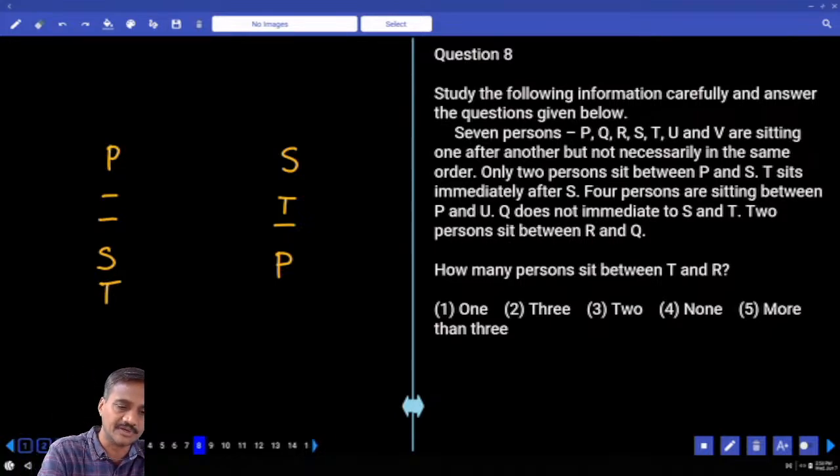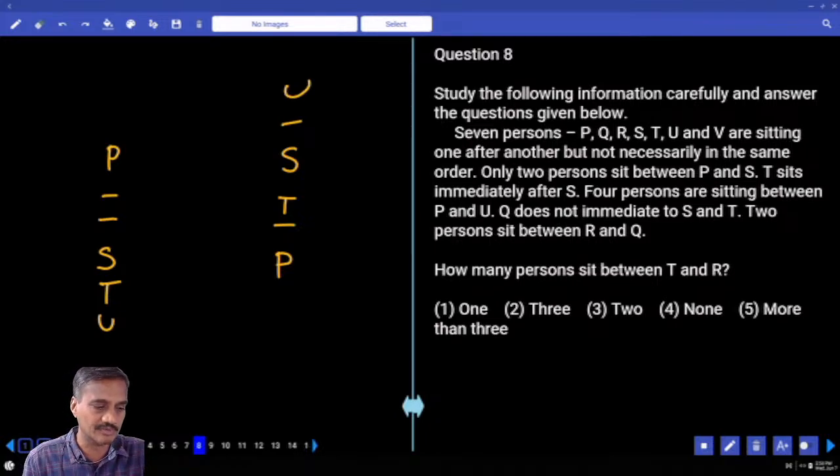Next, 4 persons between P and U. In between P and U there must be exactly 4. U is here. Now in this case, 1, 2, 3, 4. U must be at this place, with 4 people between P and U. And next one, Q is not adjacent to S and T, hence Q can be either here, or here, or here, isn't it? Now, different possibilities. Q can be after this P or below this one.